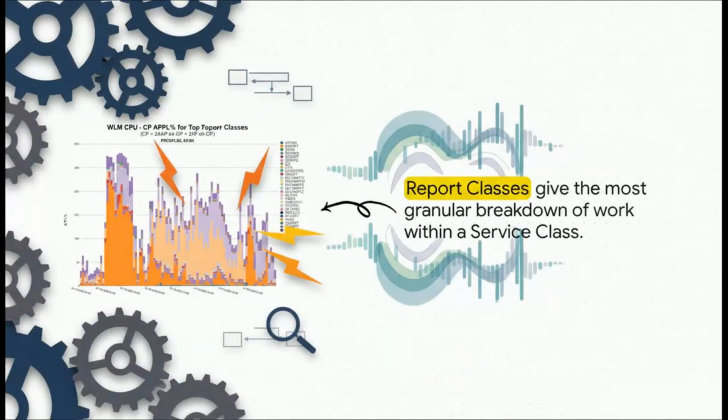And for the deepest dive, we use report classes. This chart shows us the specific jobs or transactions that are running inside a single service class. So if you see a big, weird spike in one of your service classes, a report class view like this can tell you exactly which job is the culprit. It gives you incredible diagnostic power.